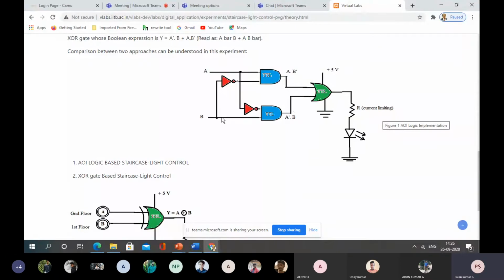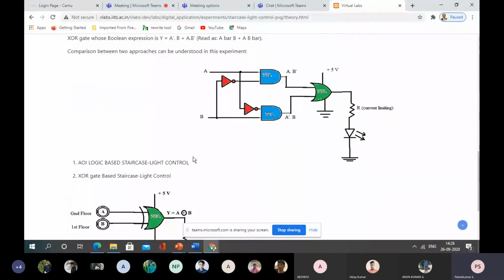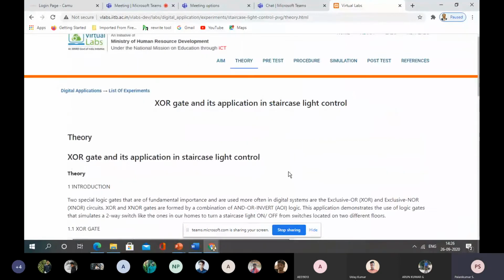So this is very much suitable for our staircase application because I'm going to make any one switch on, and I'm not going to have the same position of the other switch, then only my lamp should be on. So automatically this logic is used. This we already know, and we have elaborately discussed it, and you have also done that.